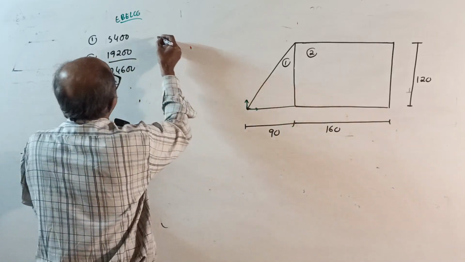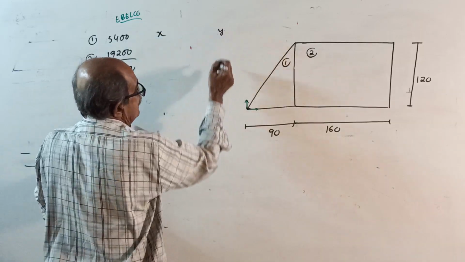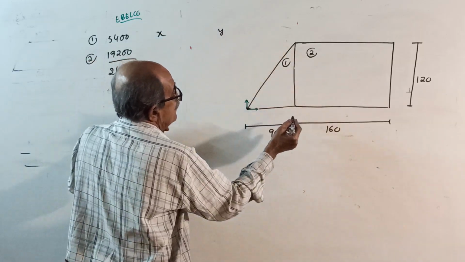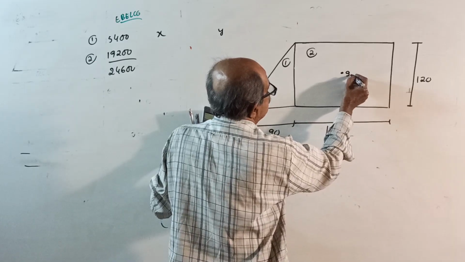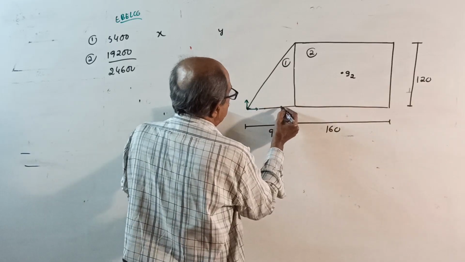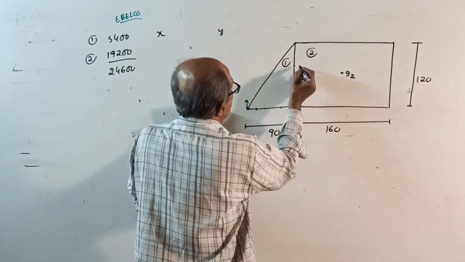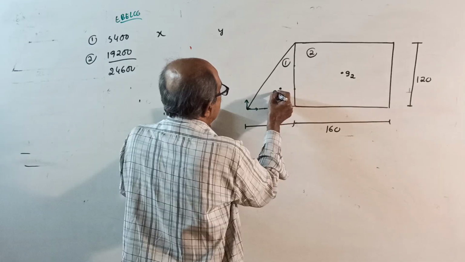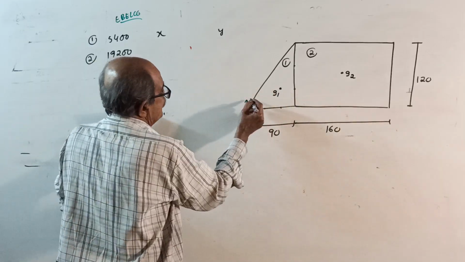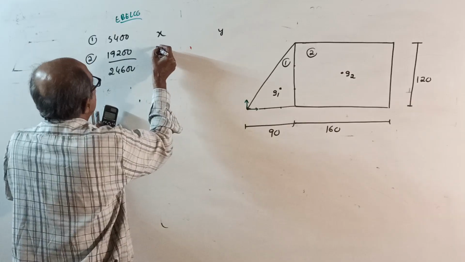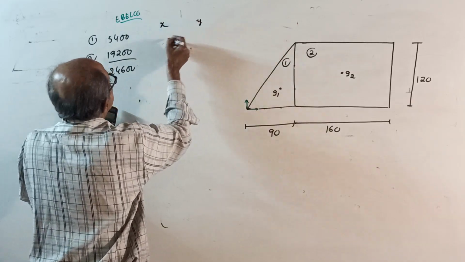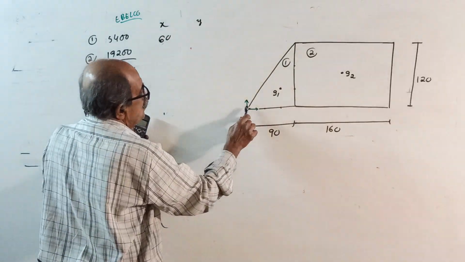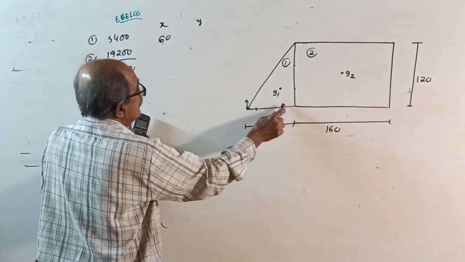From here, we need the x and y distances. X from here, see G1. This is the centroid of the rectangle, G2. This is the centroid of the triangle, G1. X is 2/3 of 90, which is 60. X and y are right here. I put 60 directly. How? You should write it as 2/3 of 90.